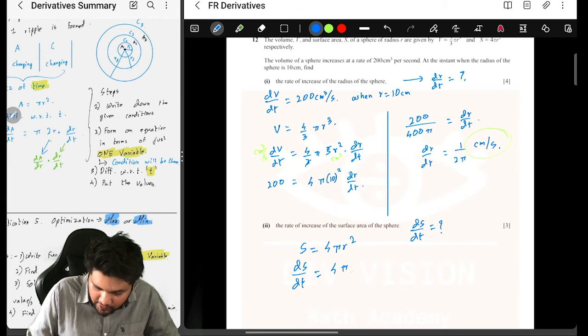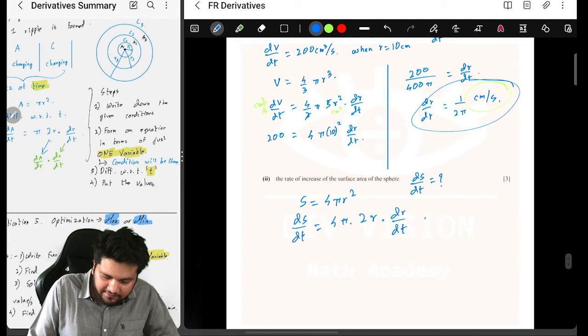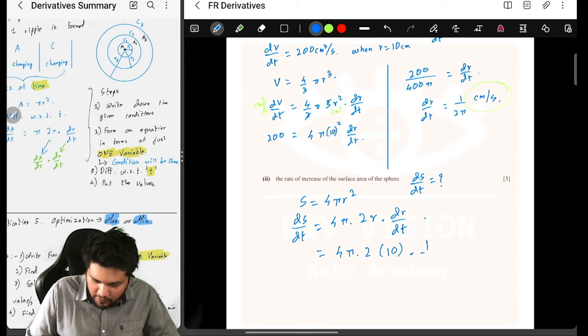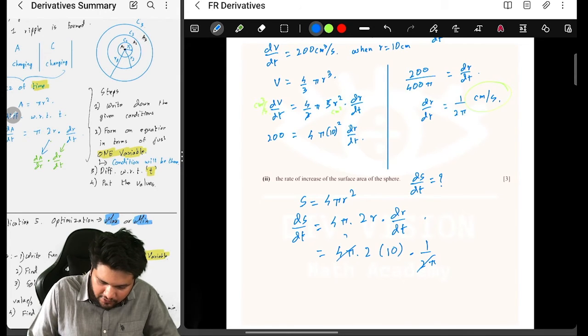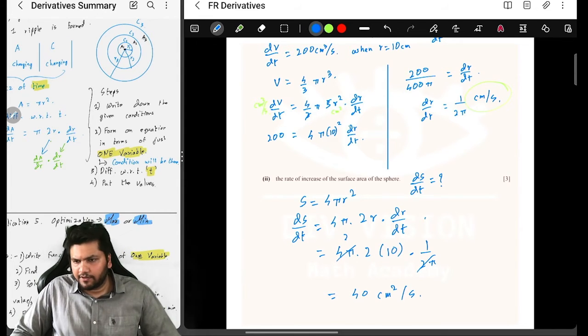4 pi into the derivative of r square, so it's going to be 2r into dr by dt. Again 4 pi is constant, so it's going to be out. Now the thing is, we already know dr by dt this time, 1 by 2 pi. All we need is ds by dt, so it's going to be 4 pi into 2, at what instant? At the same instant when r is equal to 10, so we'll just put 10 into 1 by 2 pi. So this gets cancelled with 2, and we'll get 40 pi centimeter square per second. That's going to be your answer.